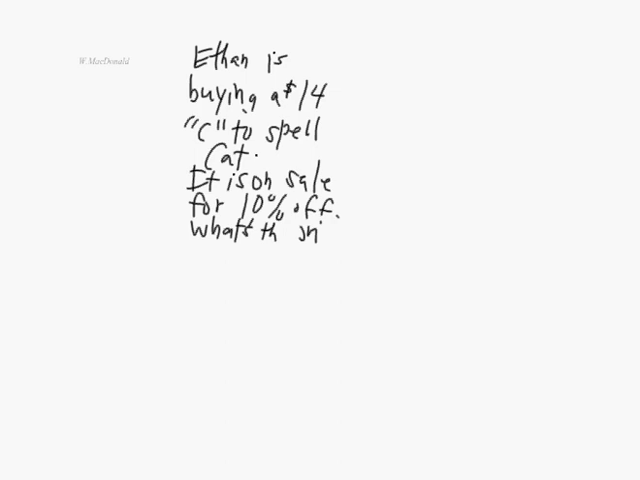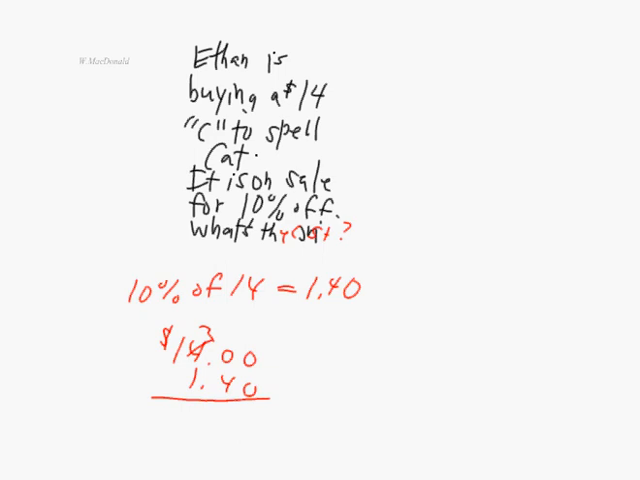Ethan is buying a $14 C to spell cat. It is on sale for 10% off. What is the cost? So what is 10% of $14? Well, we know that's $1.40. So if we take our $14 and subtract $1.40, you get $12.60. That is the final price you have to pay for the letter C. Then you could spell cat.